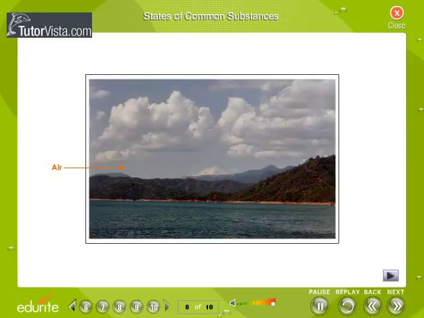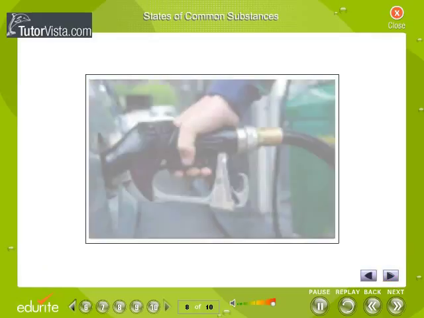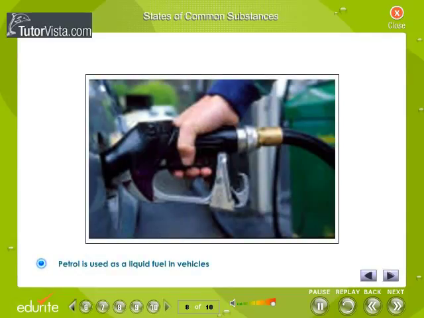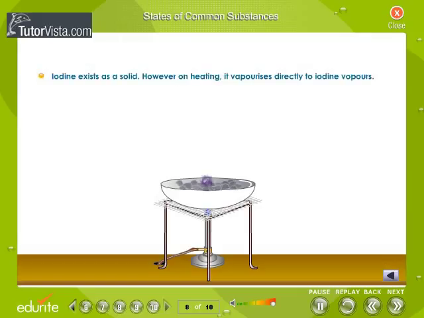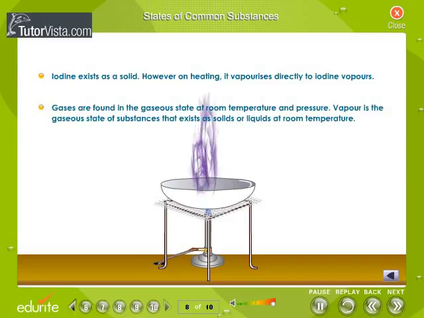States of common substances. Here are the states of certain substances at room temperature. Carbon dioxide in air is in the gaseous state at room temperature. Hence, it is referred to as carbon dioxide gas. Petrol exists as a liquid at room temperature. However, it is a very volatile liquid. The gaseous state of petrol is referred to as petrol vapor and not petrol gas. Iodine exists as a solid. However, on heating, it vaporizes directly to iodine vapors.